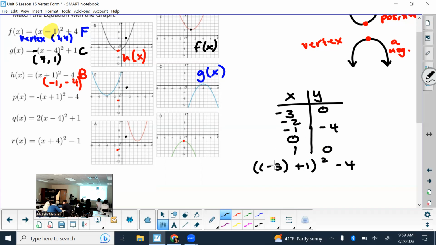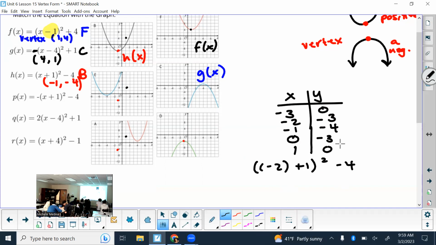So if I plugged in 1 for the X, 1 plus 1 is 2, squared is 4, minus 4 is 0. Okay, good. What about when we plug in the -2? -2 plus 1 is -1. -1 squared is 1, minus 4 is -3. And then when you do this one, it should be the same too. 0 plus 1 is 1. 1 squared is 1, minus 4 is -3.